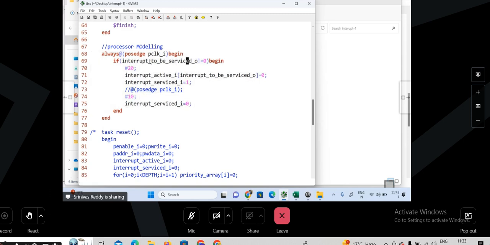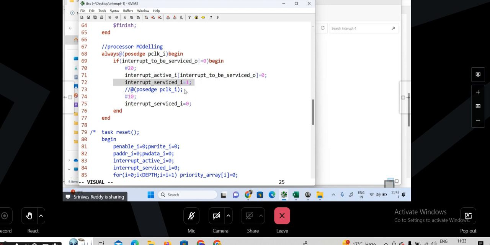This is processor modeling. What is the job of the processor? It will take the question from the interrupts. What is the input to the processor now? Interrupts to be serviced. It will take that question and then answer it. Once it is answered, it says the interrupt is serviced, by making interrupt service equal to 1. 1 indicates to the interrupt controller that the interrupt is serviced. This is what we are doing here.